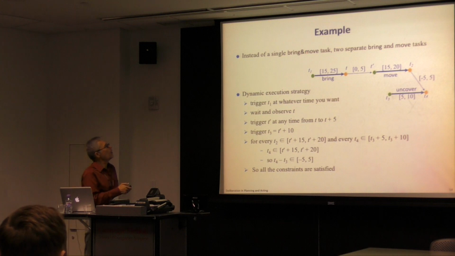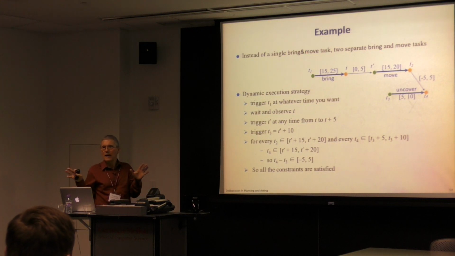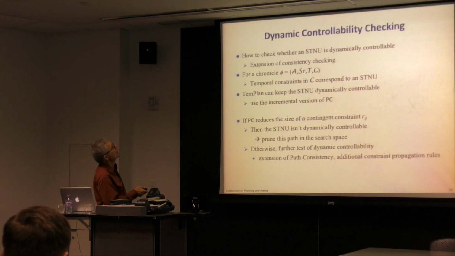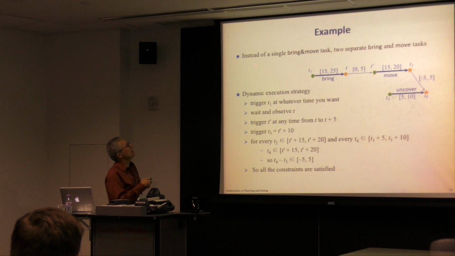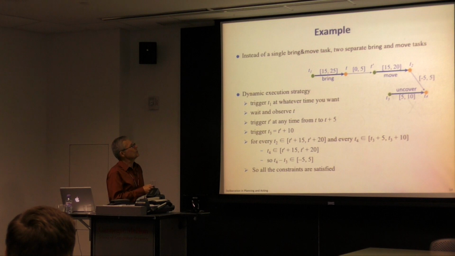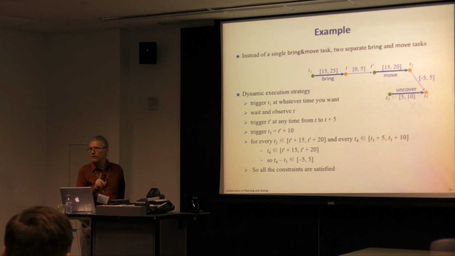All right. So as an example, I'm not going to give you the algorithm for choosing that, although there is some stuff about that in the book. Instead of a single bring and move task, suppose we have two separate bring and move tasks. So here's the duration on bring, here's the duration on move. Well, in that case, there is a dynamic execution strategy that'll work.